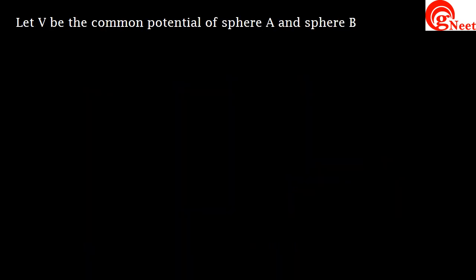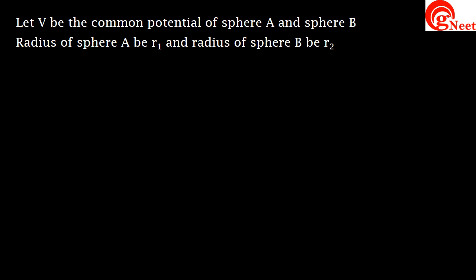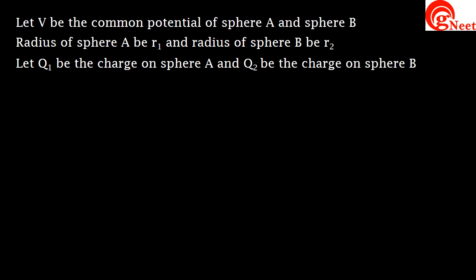Let V be the common potential of sphere A and sphere B. Let the radius of sphere A be R1 and the radius of sphere B be R2. Let Q1 be the charge on sphere A and Q2 be the charge on sphere B.